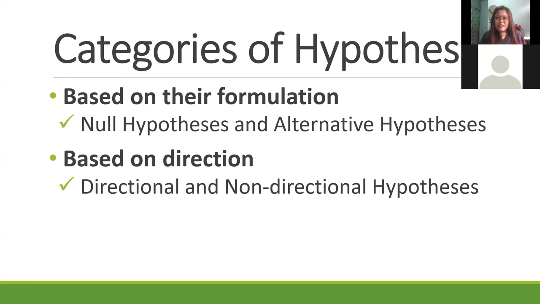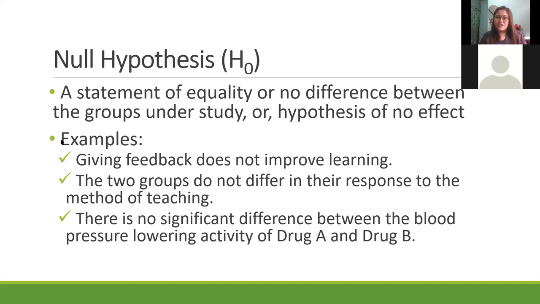So last time also we had discussed categories of our hypothesis. The first one is based on their formulation. So based on how we formulate our sentence or our hypothesis. So we have two, the null and the alternative hypothesis. And the other category is based on direction. So that's directional and non-directional hypothesis.